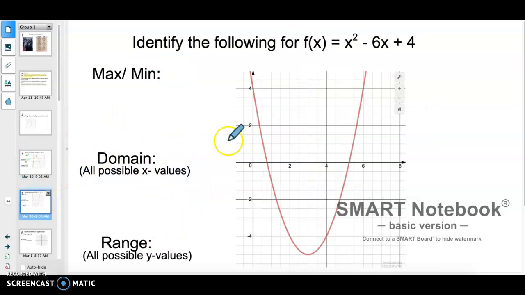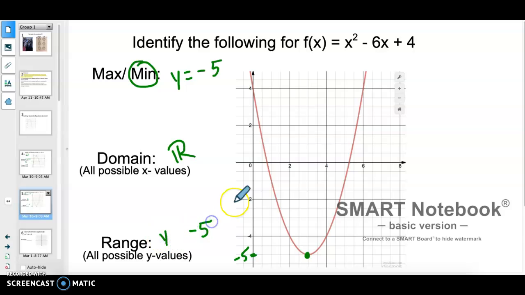Let's see one more. So this parabola is opening up. Its vertex is down here, so that's going to be a minimum because it's the lowest point on the parabola. And the y value that that's occurring at is y is -5. So my y is -5. Domain for all parabolas is going to be all real numbers. And then your range, it's going to be the y and the -5 again. And this time the parabola is going up, so it's all the numbers greater than -5. So it's going to be greater than or equal to because it's touching -5.